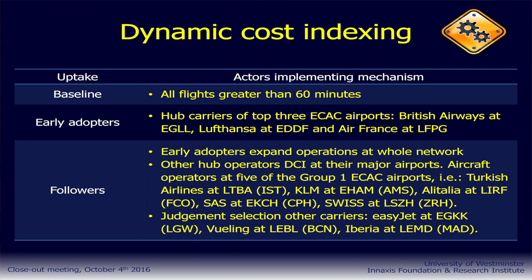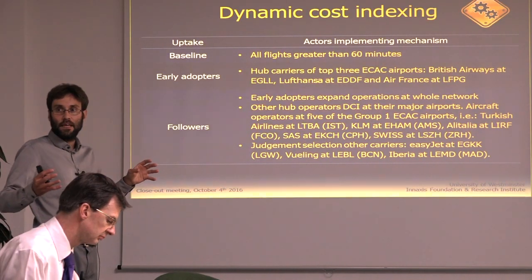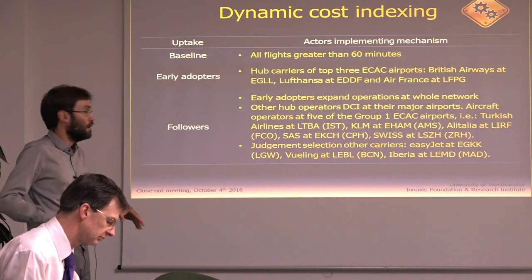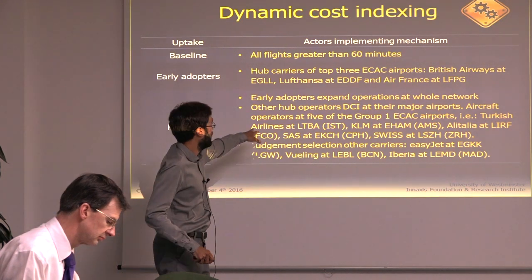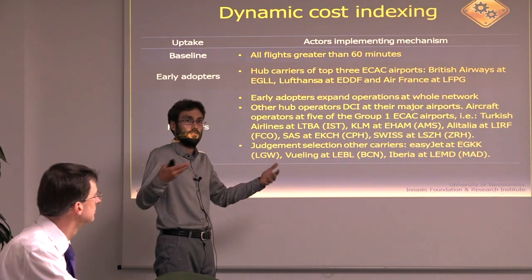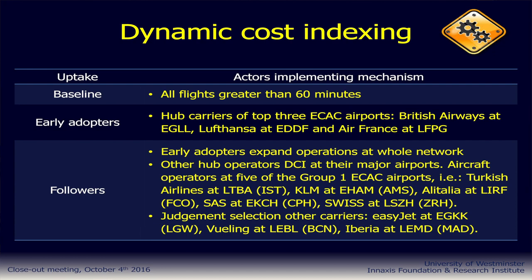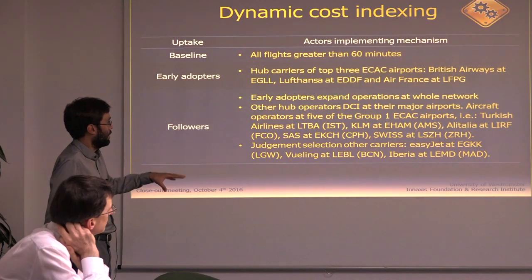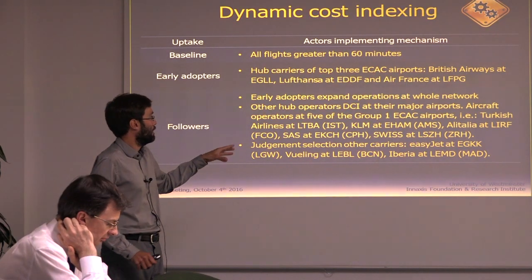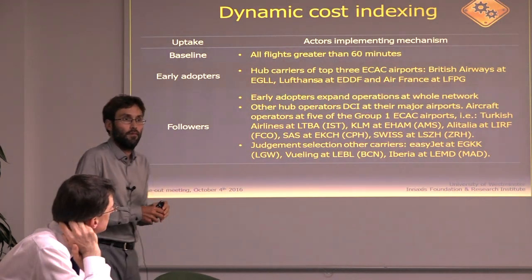So we have British Airways at Heathrow, Lufthansa at Frankfurt, and Air France at Charles de Gaulle. And then in the followers, those airlines are going to expand this type of operation to the whole network, while on the other five big airports, the main carriers are doing these operations to and from the hub. So we have Turkish Airlines, KLM, Alitalia, SAS and Swiss. Then by judgmental selection, we have also added easyJet, Vueling and Iberia on their operations from the main airport.